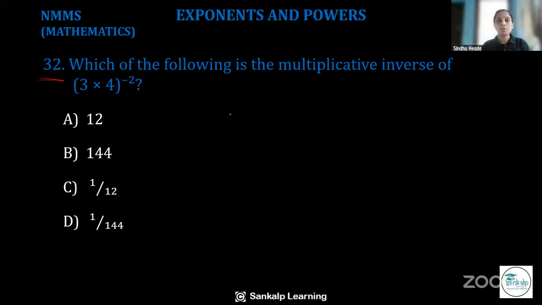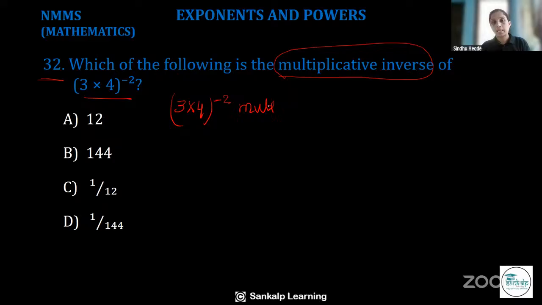Let us see question number 32 of the chapter Exponents and Powers. Which of the following is the multiplicative inverse of (3 into 4) whole to the power minus 2? Option A 12, option B 144, option C 1 divided by 12, option D 1 by 144. Okay, so here find out the multiplicative inverse of the given number. First we will find out the answer for the given number. Later we can take its multiplicative inverse. Okay, so the given number is (3 into 4) whole to the power minus 2.